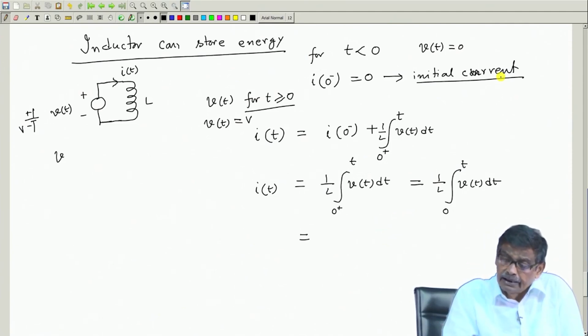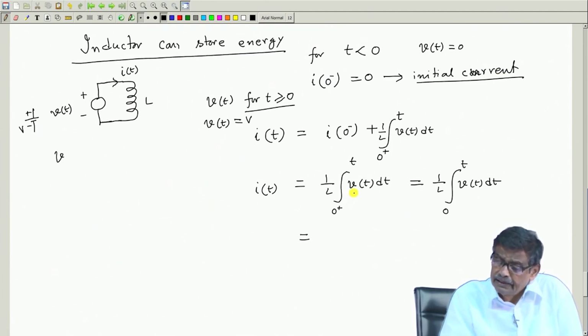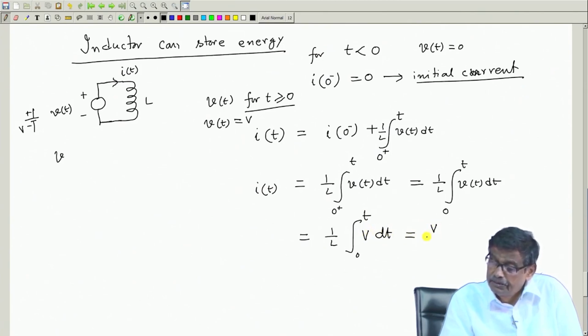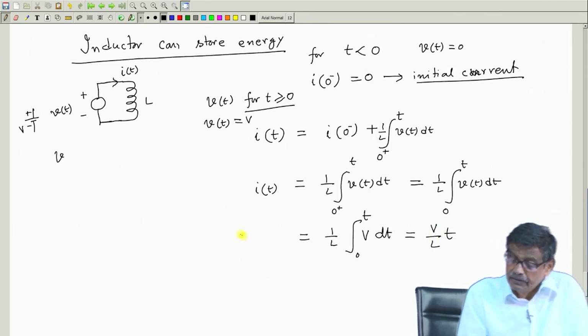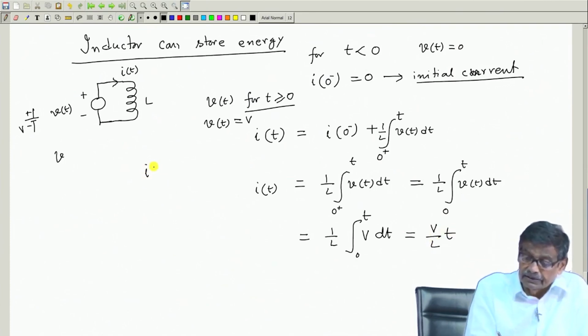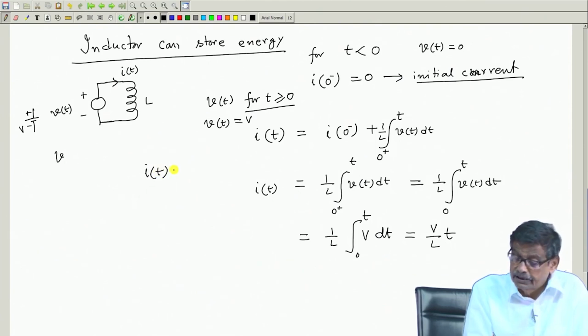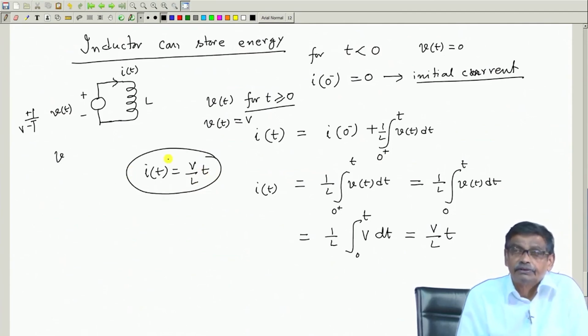Therefore, the current at any time t is I(0-) plus 1 by L and so on, and then I say that this v(t) is constant. Then what will happen? 1 by L, integral from 0 to t of V dt, which will be equal to V by L into t. So, the current through the inductor, if you apply a constant voltage, will be equal to V by L into t. This will be the solution.